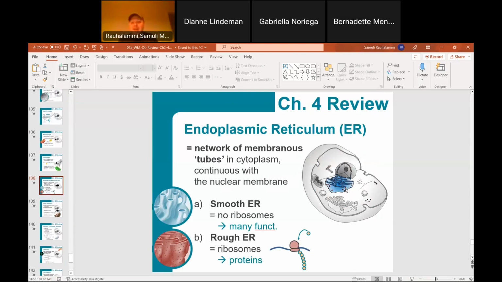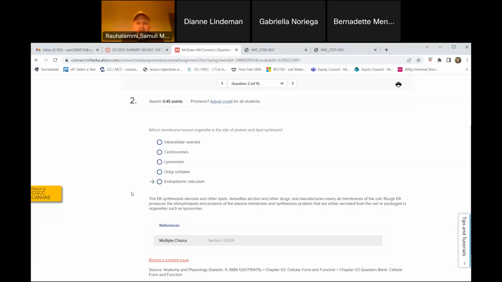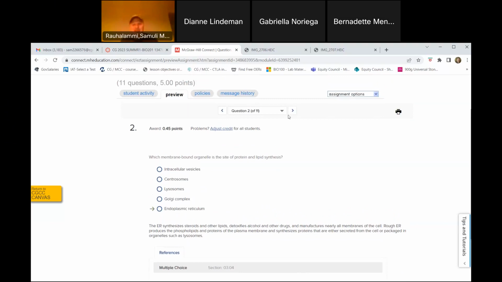And then we have rough endoplasmic reticulum, where we have little ribosomes attached. And you remember ribosomes were those structures that converted RNA into proteins. So literally rough ER looks dotted on a microscopic scale. So that's what was meant with that question. So endoplasmic reticulum is the membrane-bound organelle that's the site of the protein and lipid synthesis, because that's where we're making those proteins with the help of the ribosomes.